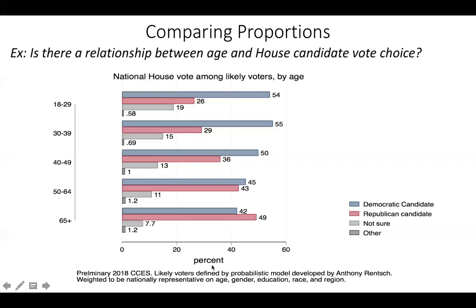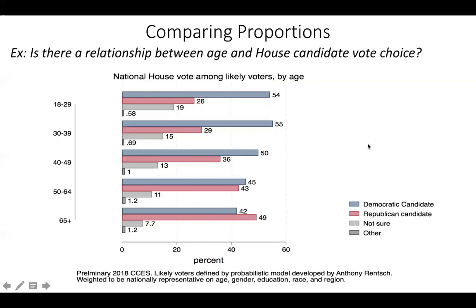And here we see percentage. So we see of people 18 to 29, 54% of them voted for the Democrat, 26% of them voted for the Republican. In contrast, as we go down to our oldest age category, 65 plus, we see 42% of those people voted for the Democrat, whereas 49% of them voted for the Republican. So here, again, at a glance, by doing this kind of cross-tabulation, we can visualize and see that it looks like as people get older, they tend to vote less for the Democrat, and as they get older, they tend to vote more for the Republican.